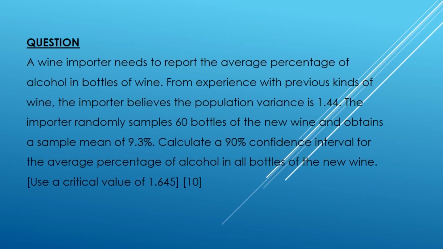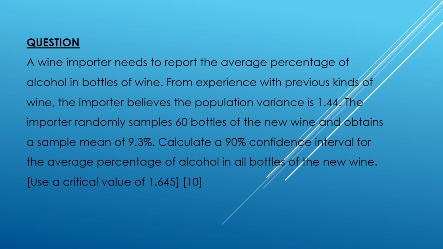So it says, a wine importer needs to report the average percentage of alcohol in bottles of wine. From experience with the previous kinds of wine, the importer believes the population variance to be 1.44. The importer randomly samples 60 bottles of new wine and obtains a sample mean of 9.3%. Calculate a 90% confidence interval for the average percentage of alcohol in all bottles of the new wine. Use a critical value of 1.645.